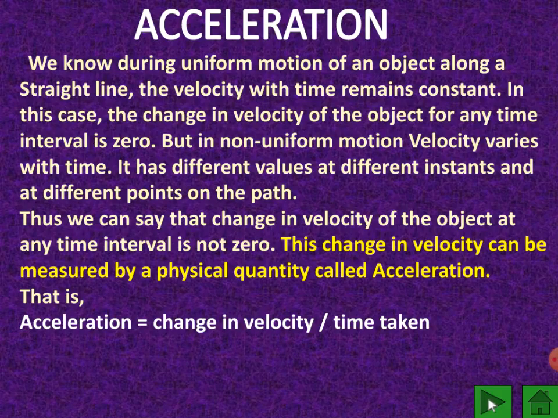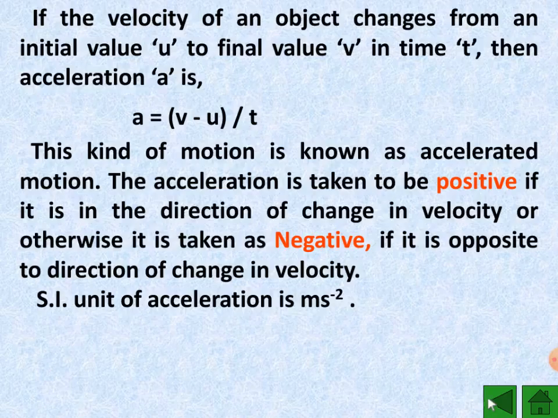If the change in velocity is positive, the final velocity will be more than the initial velocity. Got it? So if the body moves very slowly, and after some time it moves with a higher velocity, then that type of acceleration is known as positive acceleration. That means v must be greater than u. If it is negative acceleration, then the initial velocity must be greater than the final velocity.